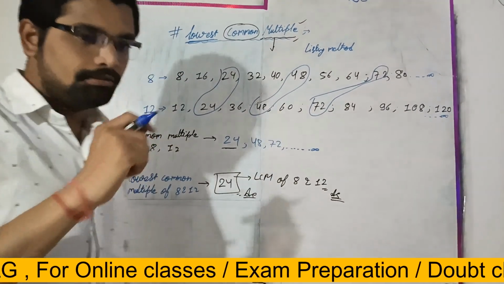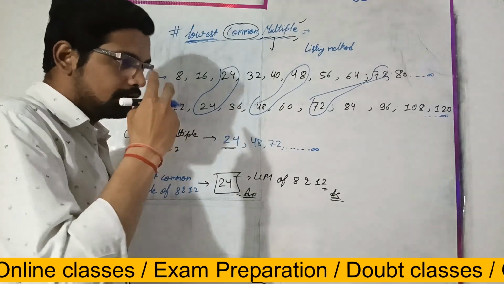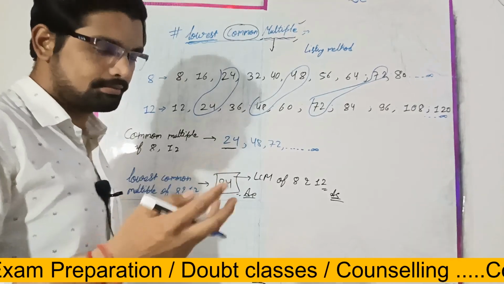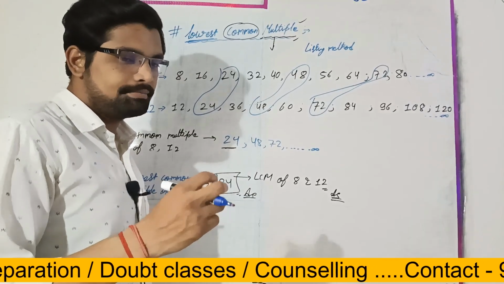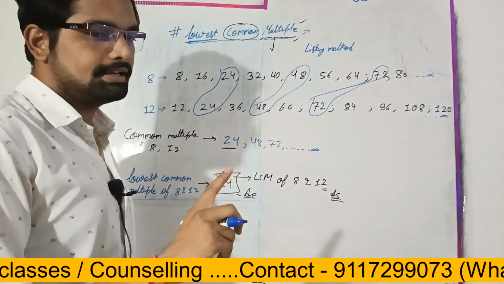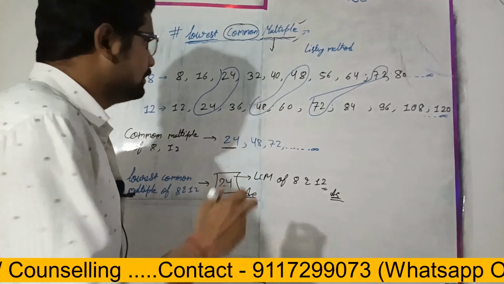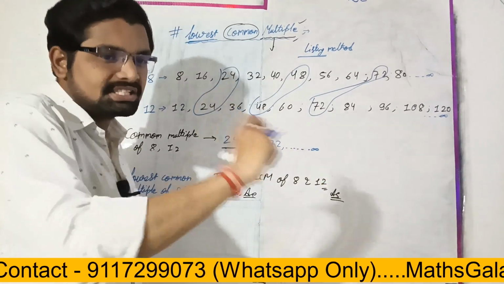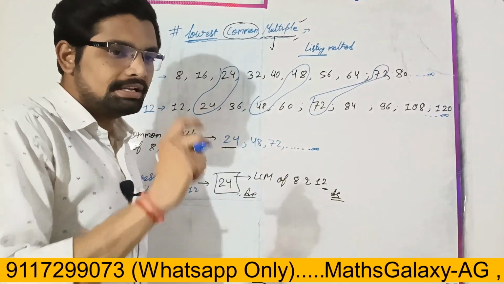How will we know? There are three methods to find the LCM, right? So many times we get confused about them. But by name we can easily understand that here it is written listing. It means we have to list it.